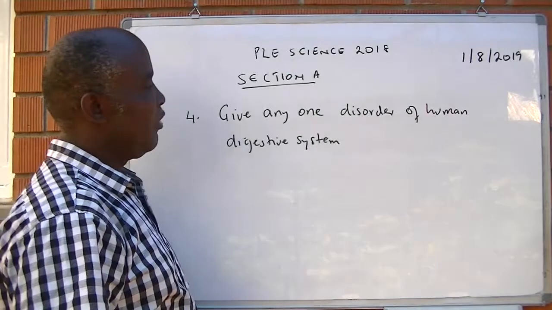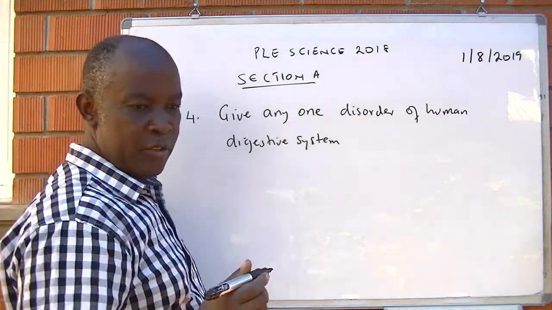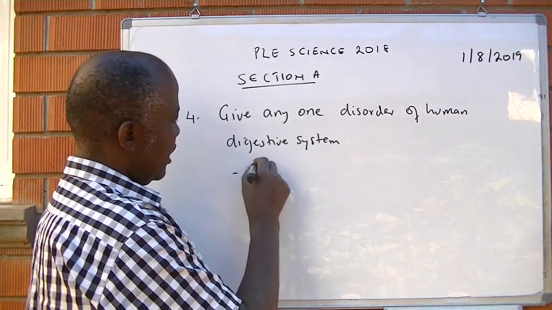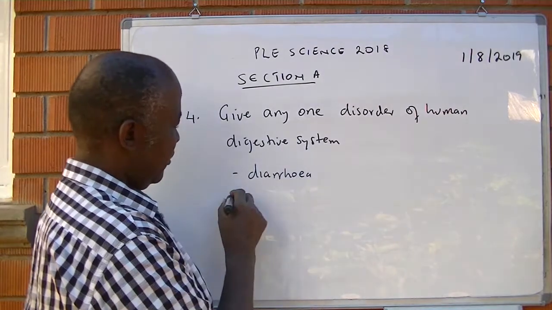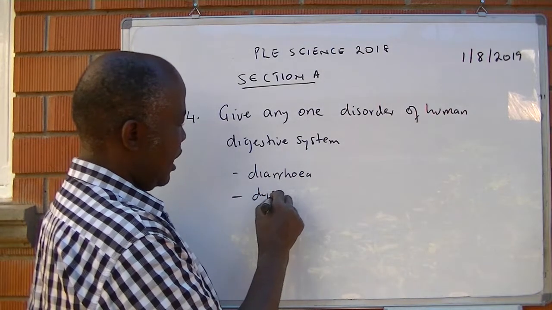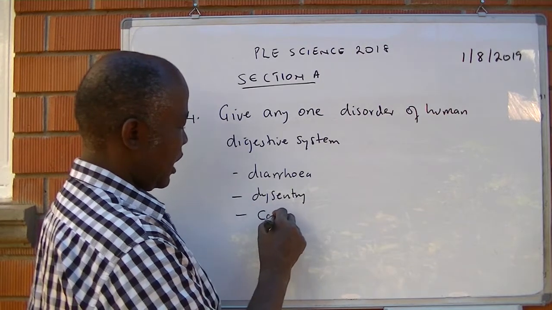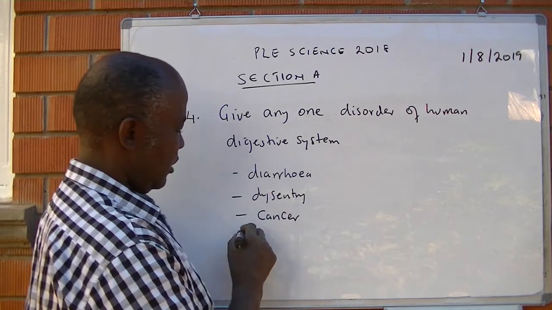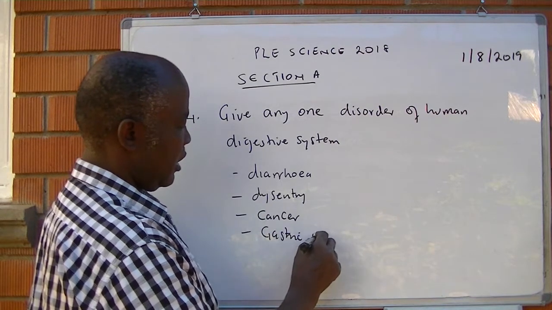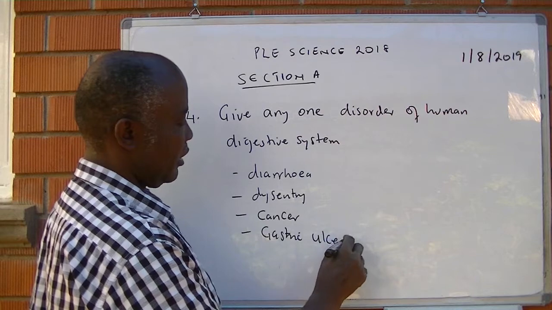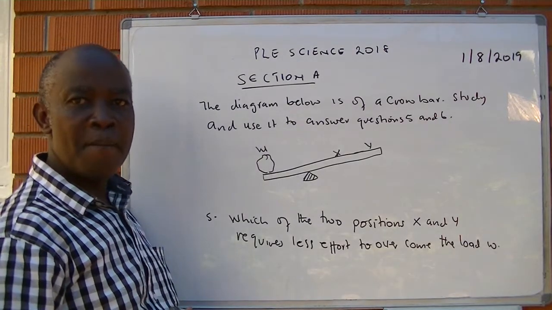Number 4, give any one disorder of human digestive system: diarrhea, dysentery, cancer, gastric ulcers.